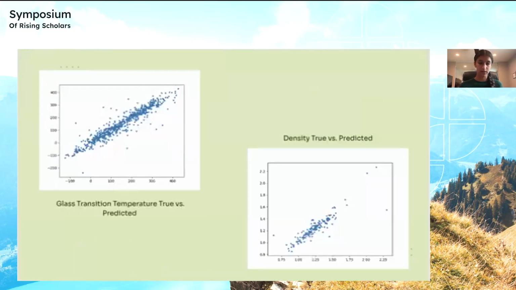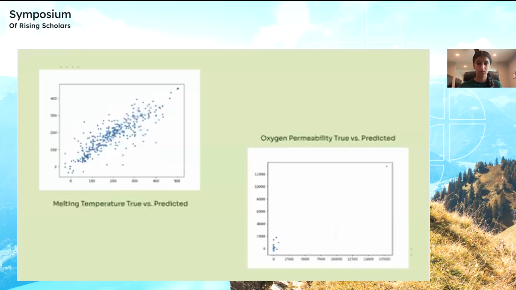So on the left side of the screen is the glass transition temperature mean absolute error graph, and on the right side of the screen is the density mean absolute error graph. The linear patterns depicted in both graphs show greater accuracy because the predicted values are close together with the true values.